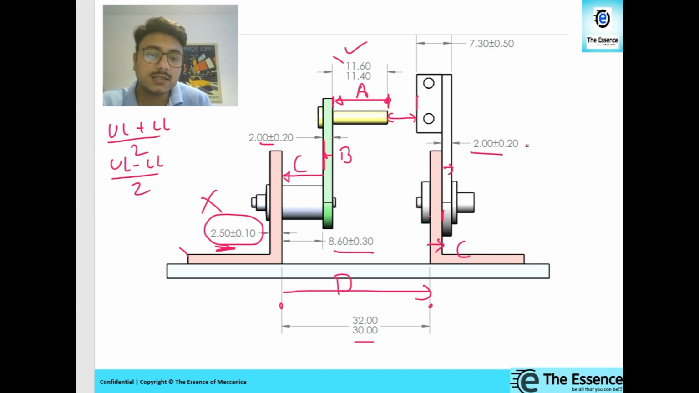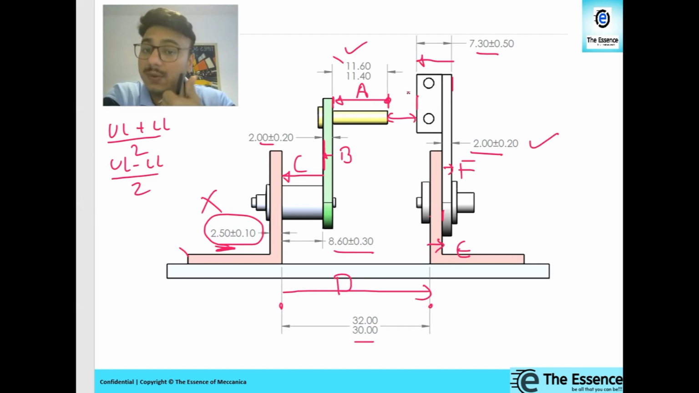Now using this thickness, I will move over here. So A, B, C, D, E, and this is F for me. Now, as I am on this surface, the dimension 7.3 plus or minus 0.50 is given. So I will use that and will go back to this. See, we have now closed the loop. So in this way we can prepare the loop.